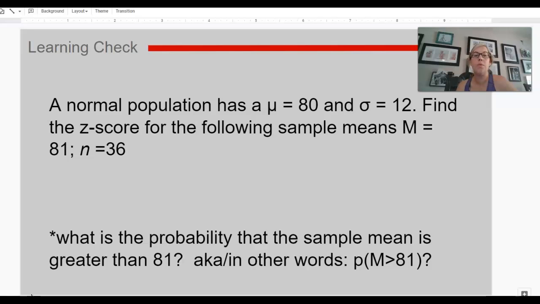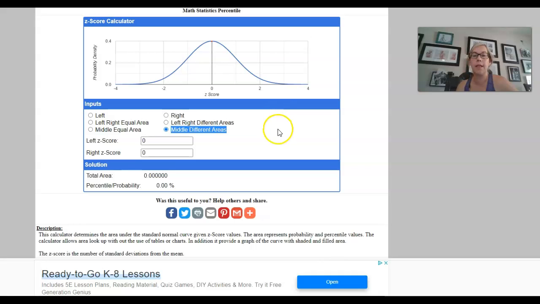So then we need to know what is the probability that we'd have a score from our sample means greater than 81. So then I would go to my z-score calculator. I would identify I'm asking for greater than, and I'd put in my z-score of 0.5. So that is that 30.85%. If I had asked what the probability that it was less than, again, I pick the left and I do the 0.5, and that would be the 69.15%.